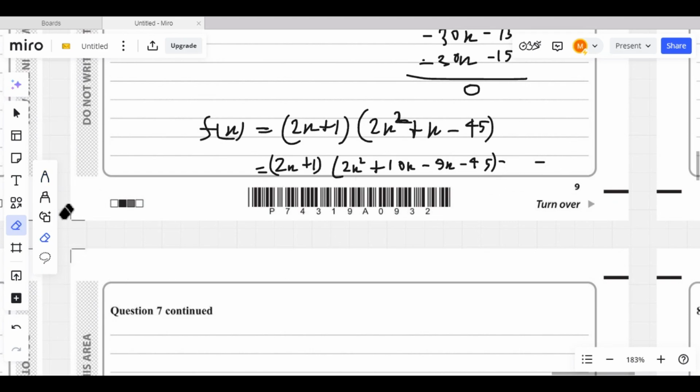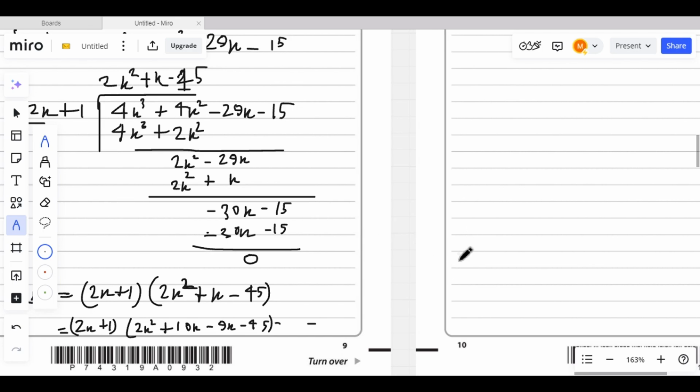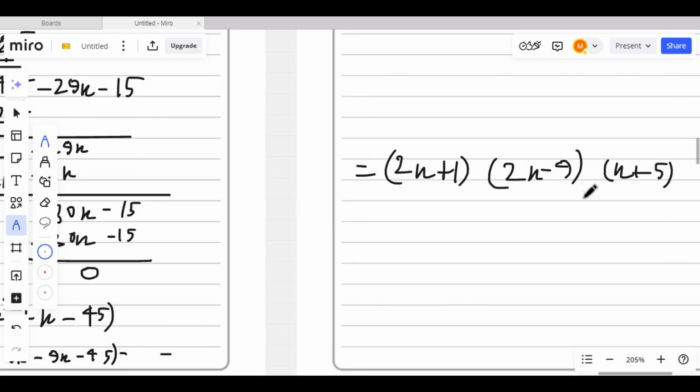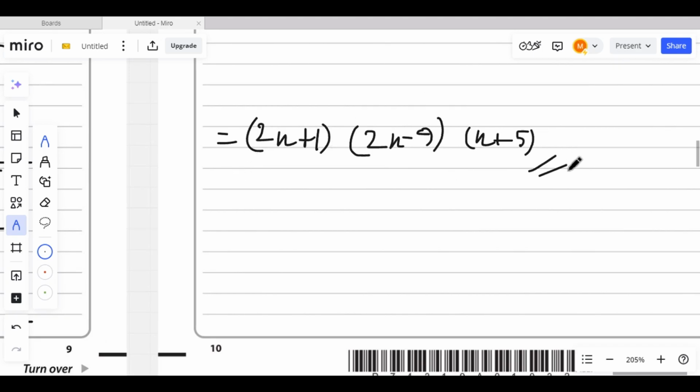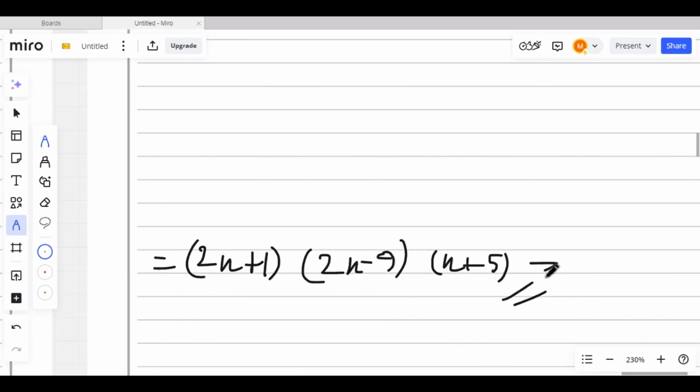Let's move to the next page. Okay, we got 2x plus 1 times, 2x taken common, so x plus 5. And then from there, we can take negative 9, negative 9 times x plus 5. Yeah, that's it. So this is the fully factorized form of the function f of x. That's it.